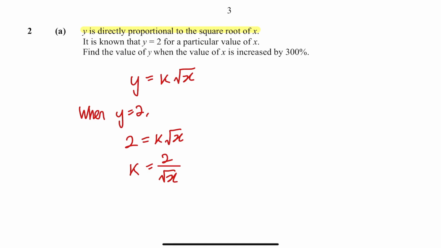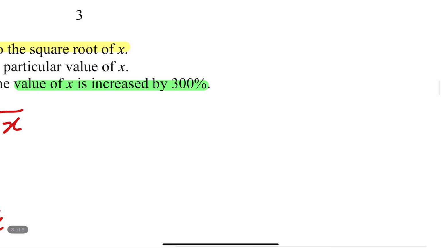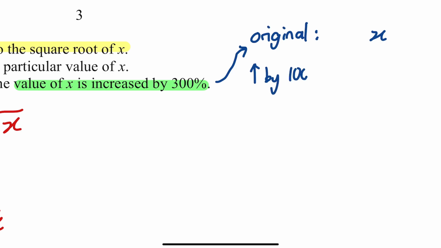Now the question here says, find the value of y when the value of x is increased by 300%. I sense that many of you will get confused at this part here. Value of x increased by 300%. What does it mean? Let me break apart this part more slowly. Imagine original x. Originally, I only have x. If I say increase by 100%, how many x will you think I will have? At first, I only have 1 x. I increase the original x by 100%. It means that I'm doubling it.